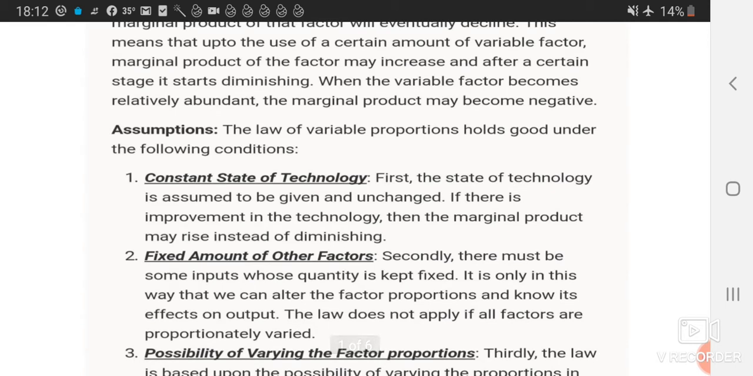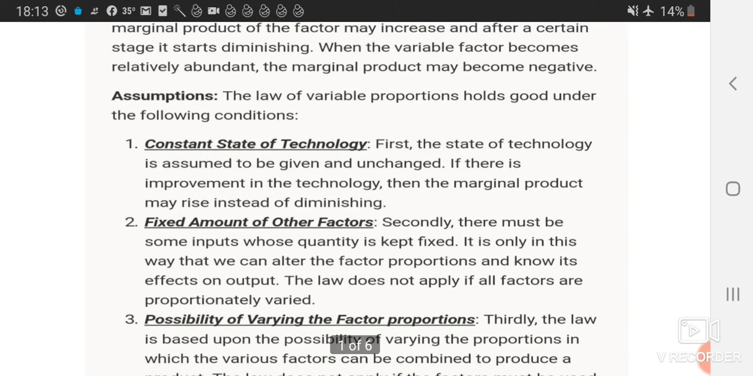So next move to assumptions. First one is the constant state of technology. First, the state of technology is assumed to be given and unchanged. If there is improvement in the technology, then the marginal product may rise instead of diminishing. So the first assumption is there will be no change in the technology, then this law will apply, otherwise this law will not apply. Fixed amount of other factor. So basically, as I told earlier, there will be the fixed amount of land.